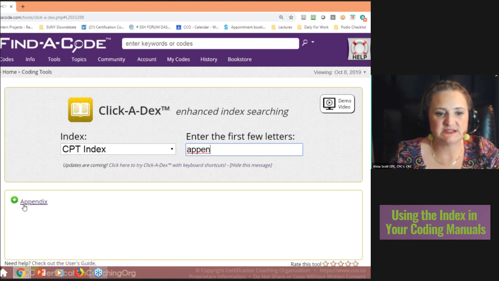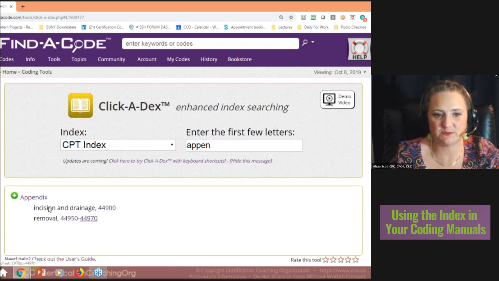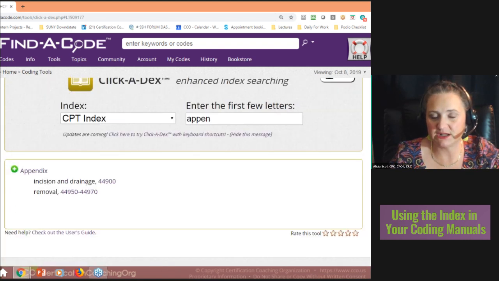Okay, CPT says appendix. Yes, we are doing something to the appendix. What can we do to the appendix? We can do an incision and drainage. Yeah, we can do a removal. So what is an appendectomy? It's a removal, and so that's our code range. Because you think, well, why are there so many codes for an appendectomy? You've got like 20 codes there. Well, is it going to be laparoscopic? Is it going to be open? Right?